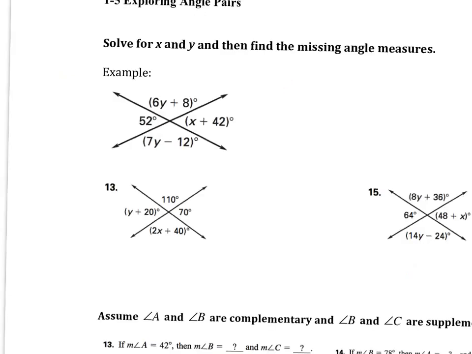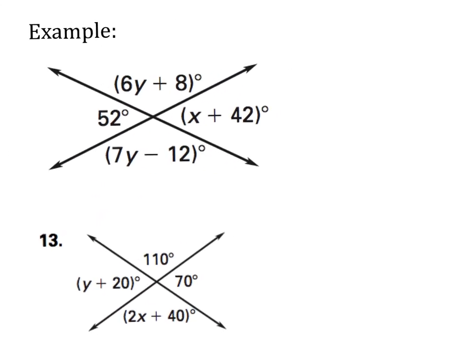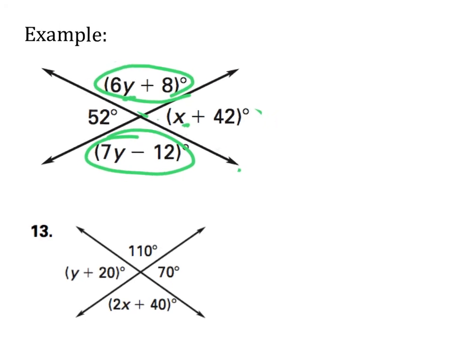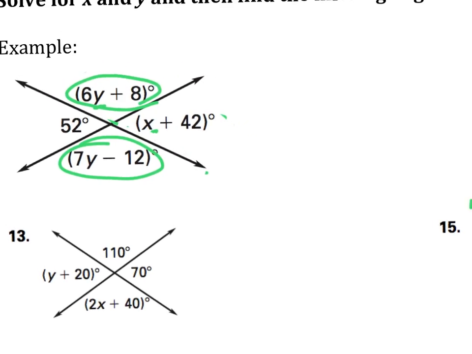So turn the page and let's look at one example up here, trying to solve for y. Now, as we set up an equation, remember that we don't want to set up an equation that uses the letter y and letter x. So I'm not going to try to equate those two, because that's too many variables in one equation, okay? So what are my options? Well, instead of using those two there, I could use another pair. For example, here. This one is vertical to this one. So since vertical angles are congruent, my equation can be this: 6y plus 8 is equal to 7y minus 12.